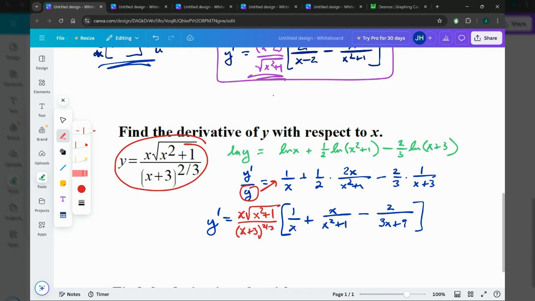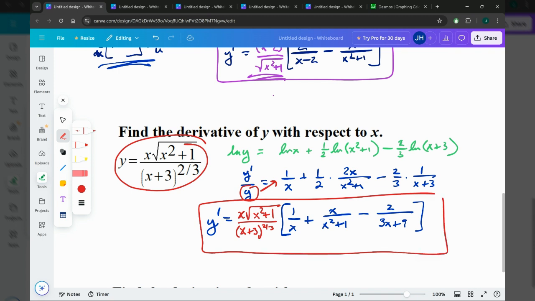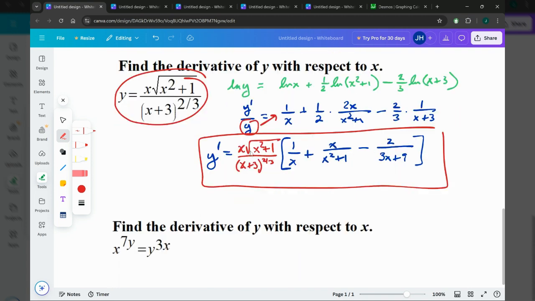So you notice logarithms can be very, very useful. And when I say logarithms, in calculus, I mean natural logarithms. Okay, natural logarithms have a very simple derivative. It is just 1 over x.